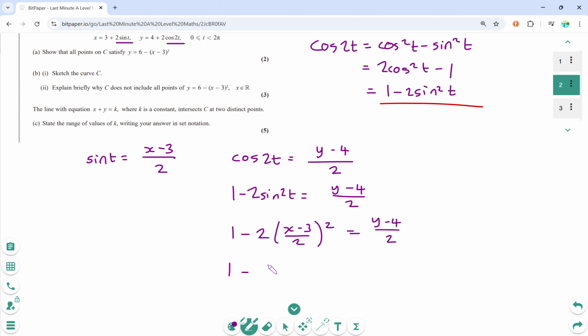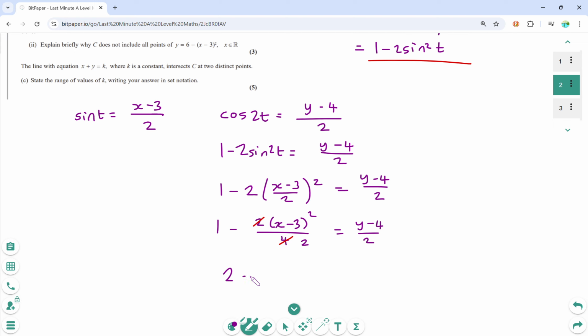1 minus 2. Looking at what they want, they've kept the (x minus 3) squared here, so we don't want to go through the whole hassle of expanding everything, simplifying, and then we're like, oh, we've got to factorize again. That's a waste of time. So we're just going to keep the top as (x minus 3) squared. Square the bottom. Okay, you can see here, just going to cancel that, so it's over 2 equals (y minus 4) over 2.